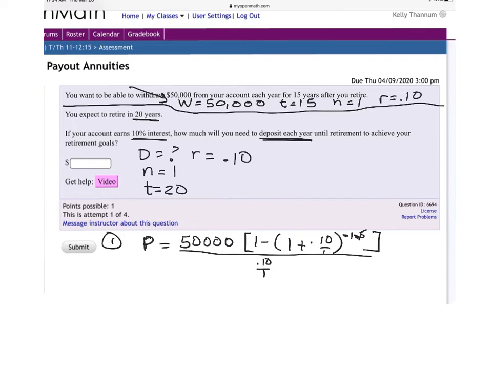I like to simplify this before I put it in my calculator. For example, I know that 0.10 or 10 hundredths divided by 1 is just going to give me 10 hundredths. Negative 1 times 15 is negative 15. Same thing here. That's going to be 10 hundredths. So I'm going to go ahead and put this in my calculator. So I'm going to pause. You do the same.